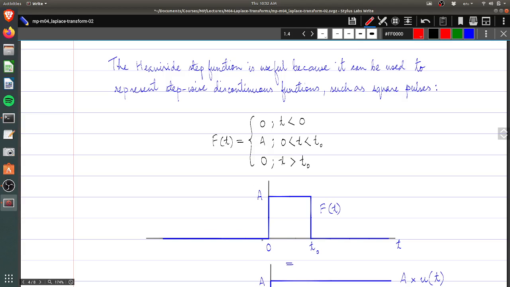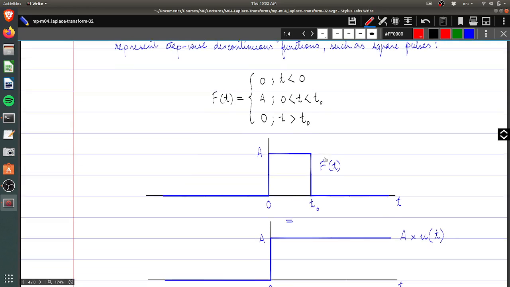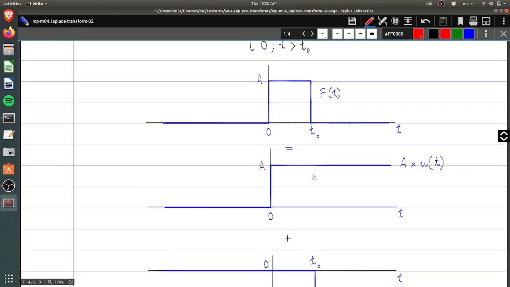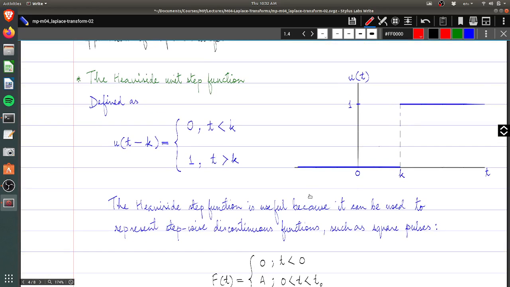So it is going to be non-zero only within this small window, between 0 and t naught, and it will be 0 everywhere else. So that's why it is a square pulse. If I have a square pulse like this, this function can be written very easily as a sum of two Heaviside unit step functions.